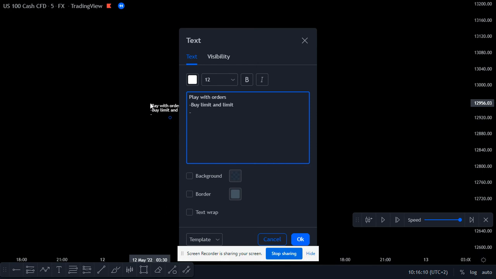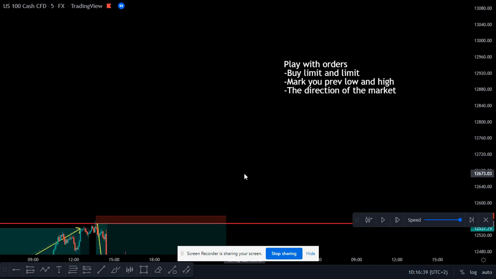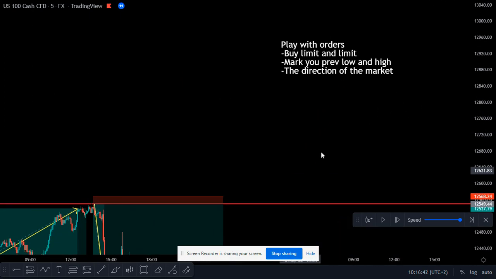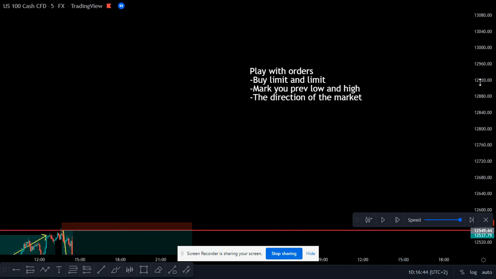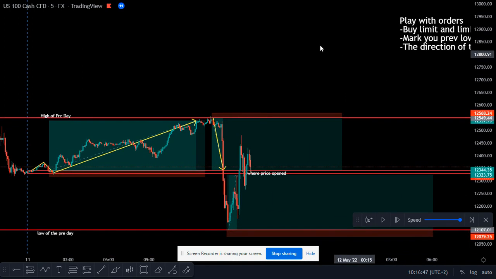Then again, you need to mark your previous low and high. Then you also need to know the direction of the market. The reason you need to know the direction of the market is so that you successfully trade this. Because I know some people will complain and say, yeah, the strategy doesn't work. Because they would take a buy when the market is actually in a sell. For example, let me make a good example.